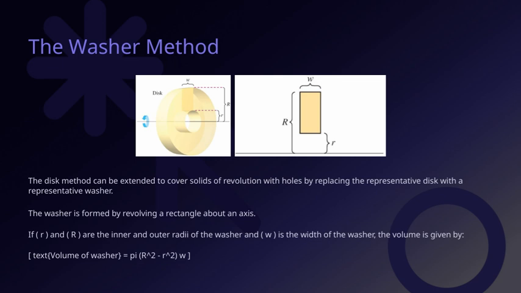Now, an important point to remember is that the washer method is an extension of the disk method. Instead of just disks, we now use washers to account for solids with holes in the middle. So, instead of a solid disk, we think of a washer with a hole in the center, which allows us to handle more complex shapes.